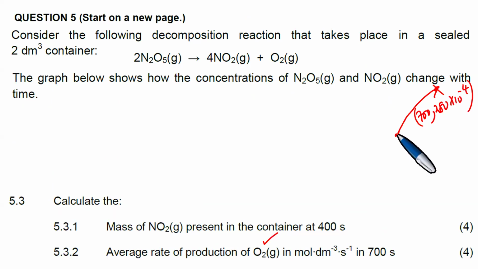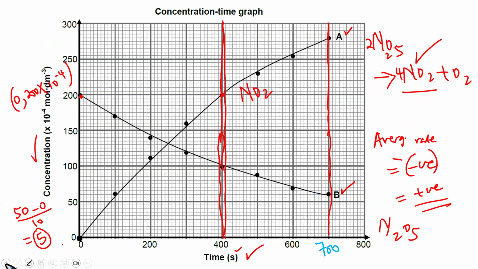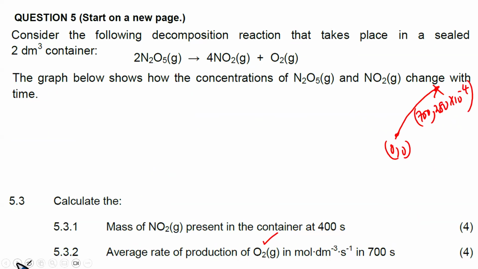And then we're going to have something here. We can include the origin, 0, 0, because we're dealing with the graph that starts from the origin, and the graph that begins from the origin is graph A, and it has to do with nitrogen dioxide. So this is the graph for nitrogen dioxide formation, which is one of the products.